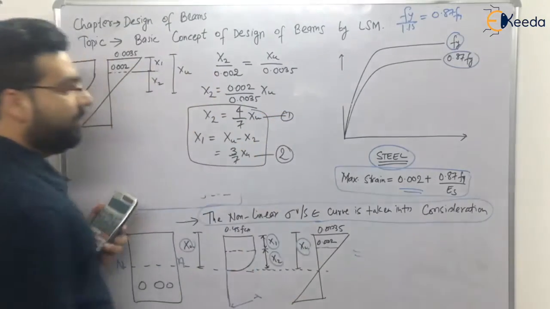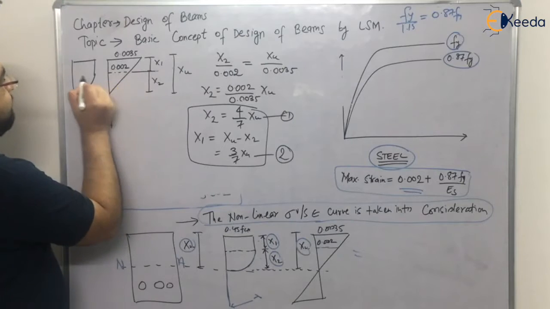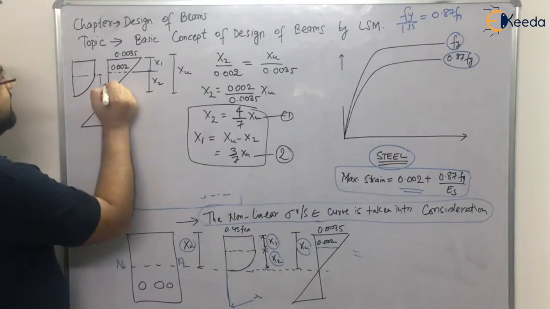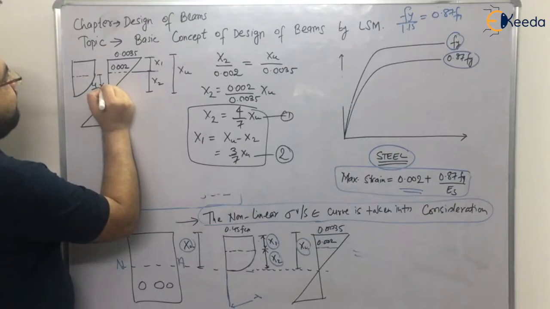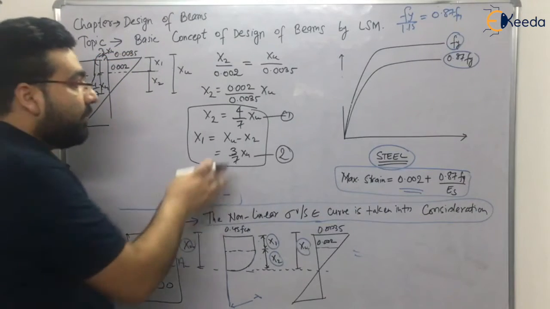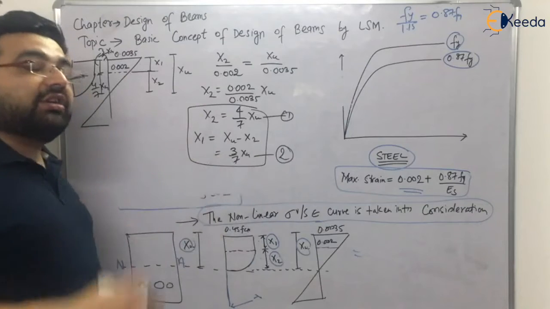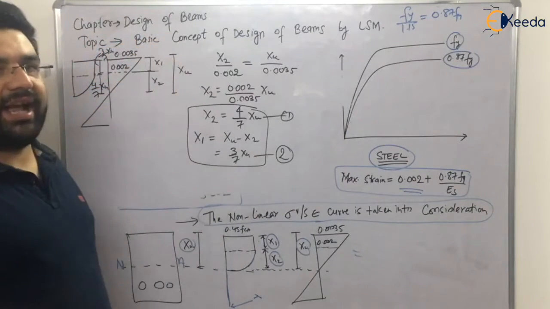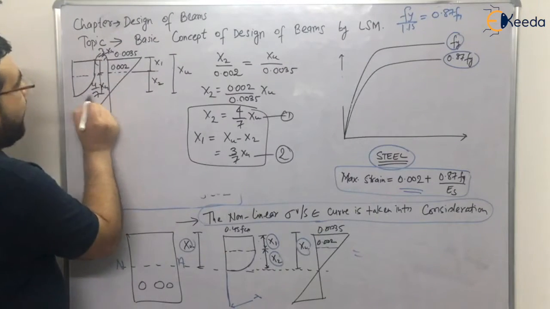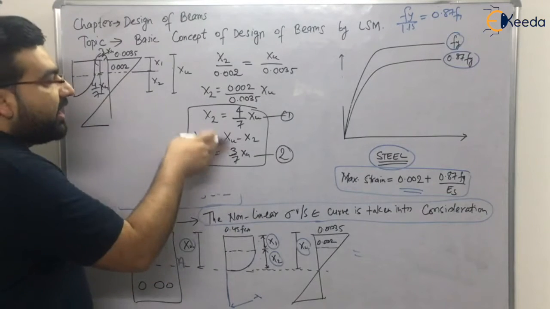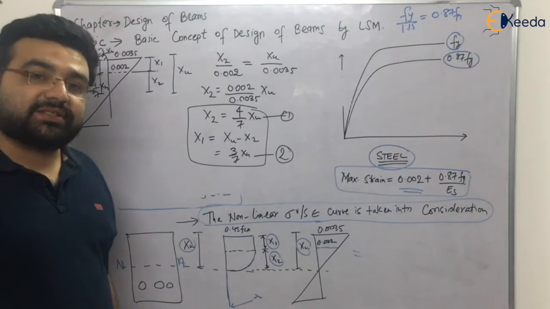Both are important. It means that this parabolic distance is actually x2, which is 4 by 7 of xu, and this rectangle is actually 3 by 7 of xu. Very important because this will be used in design of beams: the distance of the parabola and the distance of the rectangle. Now this is the neutral axis. Clear? Critical neutral axis. In terms of the critical neutral axis, we are getting these distances.